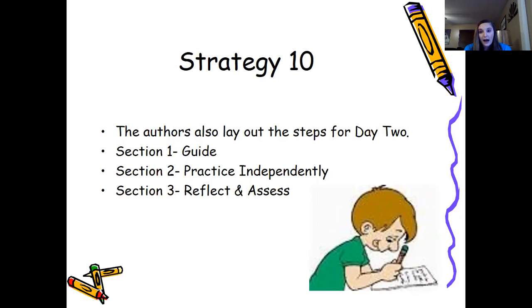And after you have guided the same thing that you did the day before, just on a different day, this is where you're going to let them practice this on their own. So this isn't when they collaborate with their peers. They're actually going to complete this on their own.